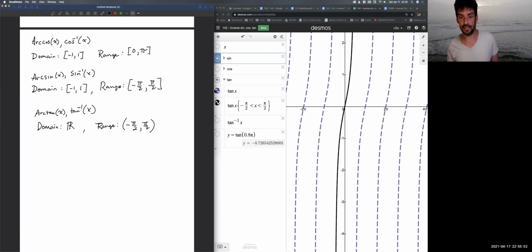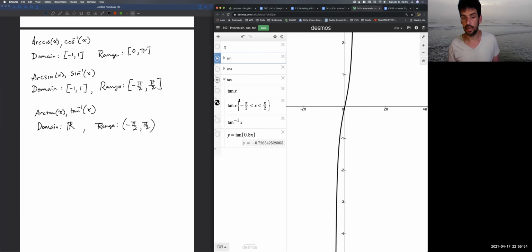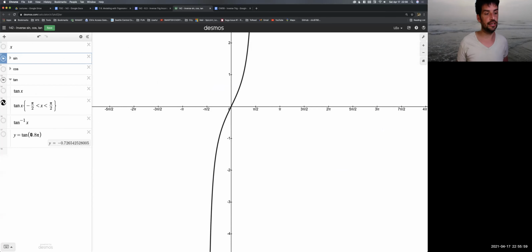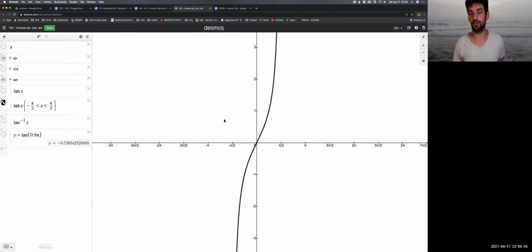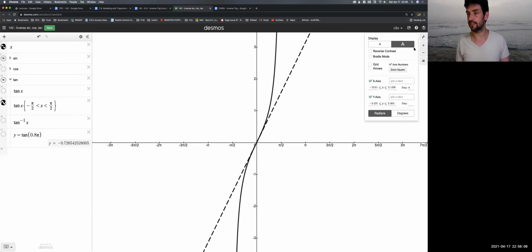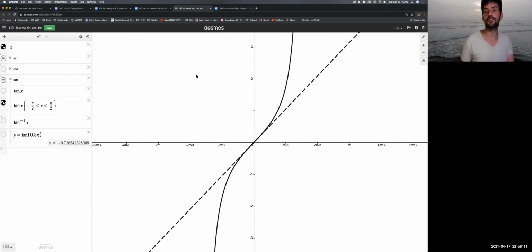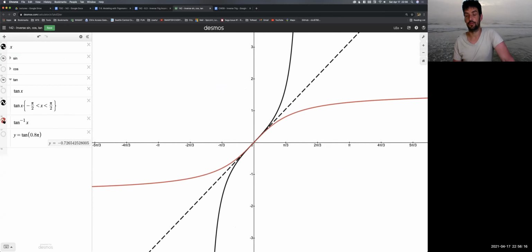Let's do one last thing before we go. Actually, two more things. First, let's take a look at the graphs of the inverse functions. When we graph the inverse functions, they are flipped over the line y equals x. So there's the line y equals x. Let's square this so it's more recognizable. So here's the inverse tangent. It's a reflection of that. So the red one is the inverse tangent, the reflection of the tangent graph over the line y equals x.